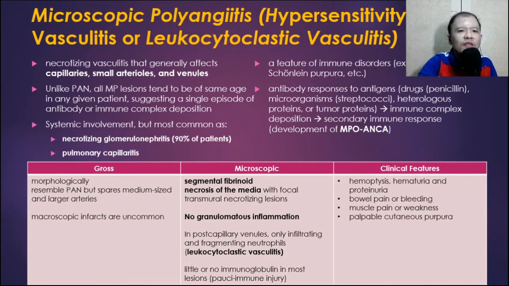First we go to microscopic polyangiitis. The other terms are hypersensitivity vasculitis or leukocytoclastic vasculitis. It is systemic in involvement, but it is more common in the kidney, causing glomerulonephritis, and in the lungs. The pathology here is again ANCA formation, particularly the MPO ANCA or the P ANCA.